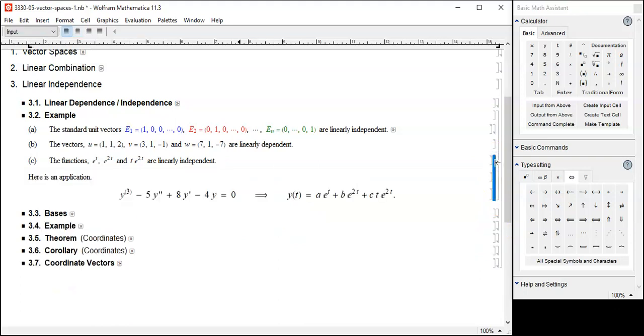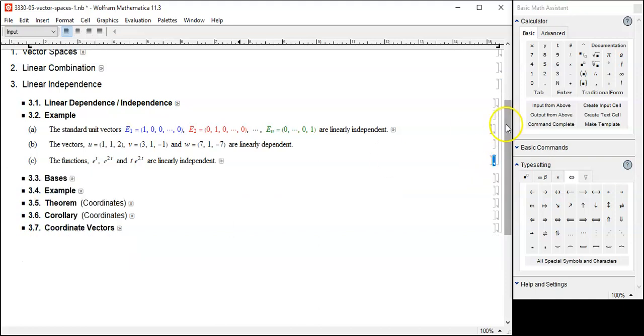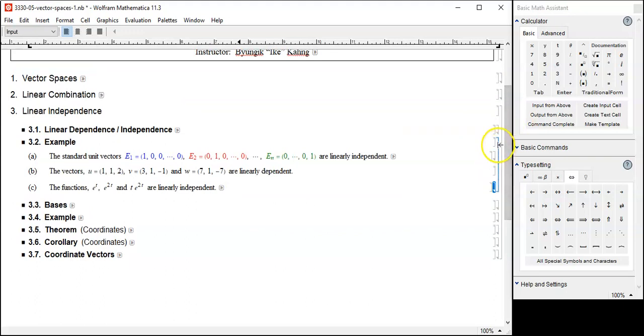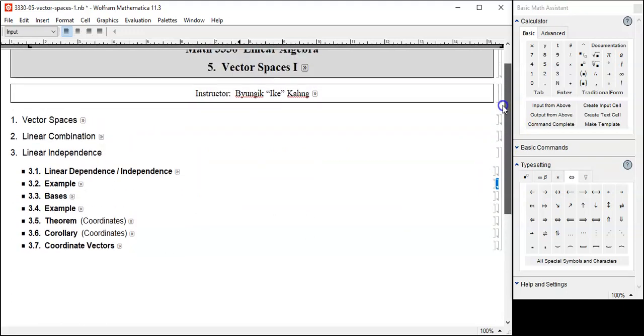And an application for that? Oh, this is an application in differential equations. If you already took differential equations, some of the ideas there, like the Wronskian, come into play and are related to linear algebra here. But for the majority of the students, let's just move on.